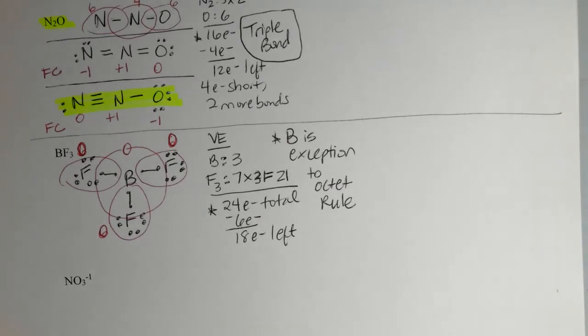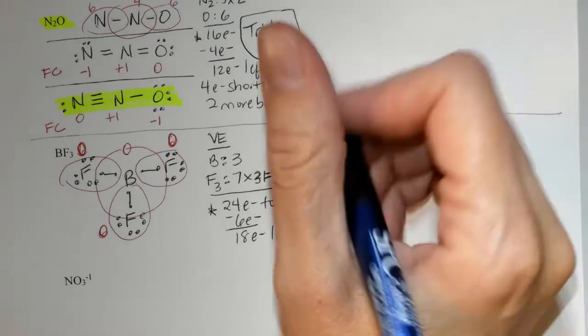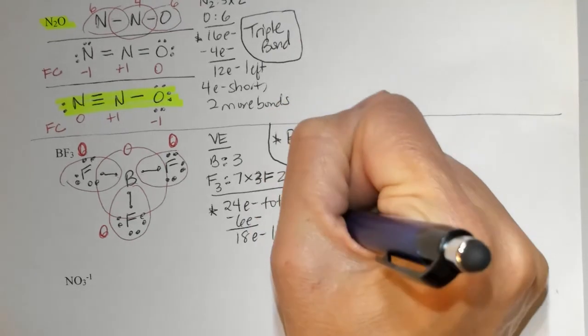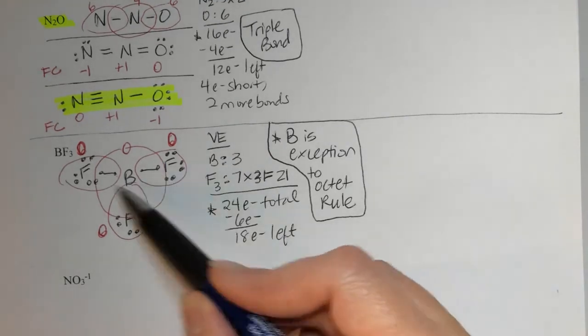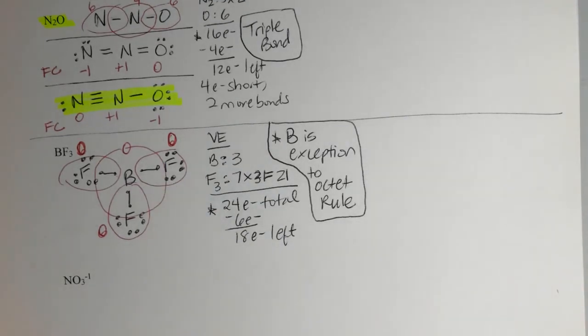So boron is always an exception that's outlined in textbooks, right? It is an exception to the octet rule. Hydrogen, right, also is an exception. It follows the duet rule. But boron, 3 bonds usually, so it only goes to 6.